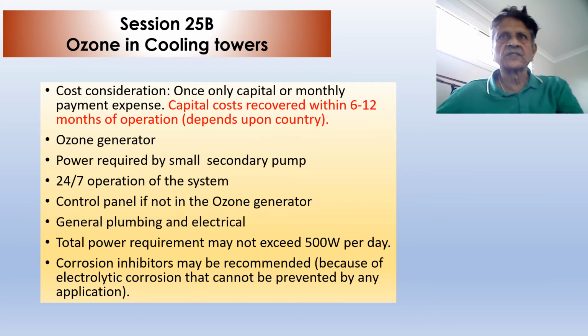The cost is for general plumbing and electrical, and the total power requirement for application of ozone will not exceed 500 watts per day. Corrosion inhibitors may be recommended or optional in order to reduce the electrolytic corrosion that cannot be prevented by any other chemicals.